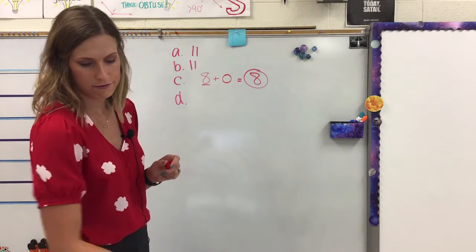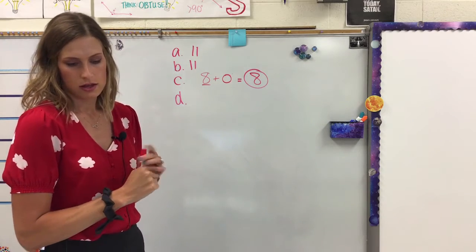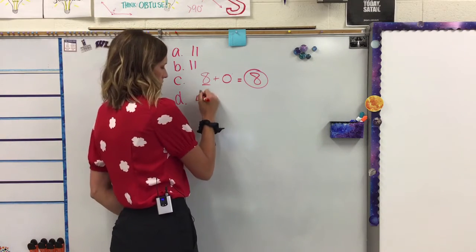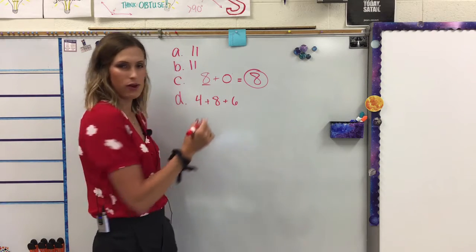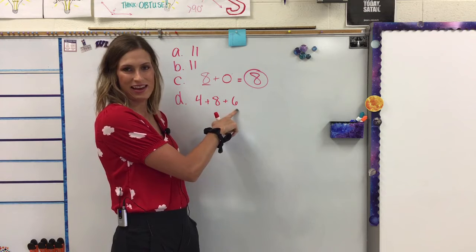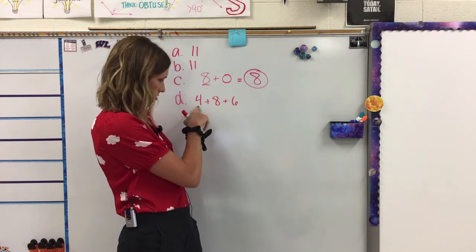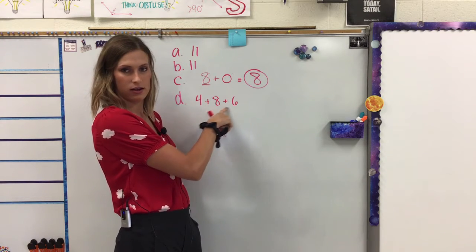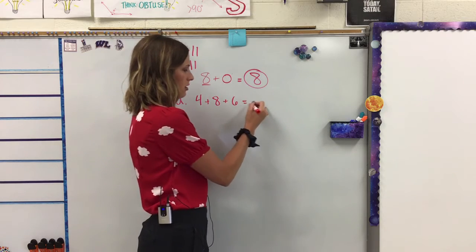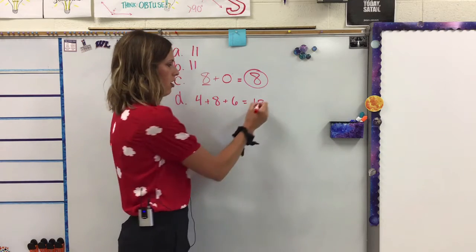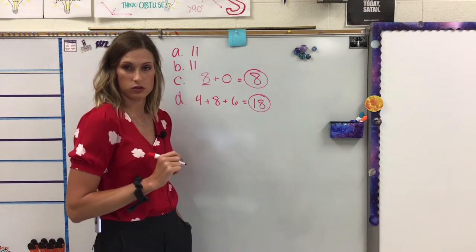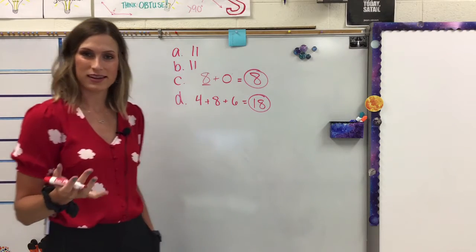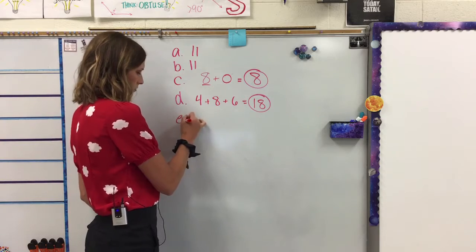D, we said 4 plus 6 plus 8. Well, it's written as 4 plus 8 plus 6. Right away, I see 4 and 6 equals 10. That's really easy for me to get to. 4 plus 6 gives me 10, plus 8 more gives me 18. You could also do it, 4 plus 8 is 12, plus 6 more gives you 18. Both ways you get the correct answer.